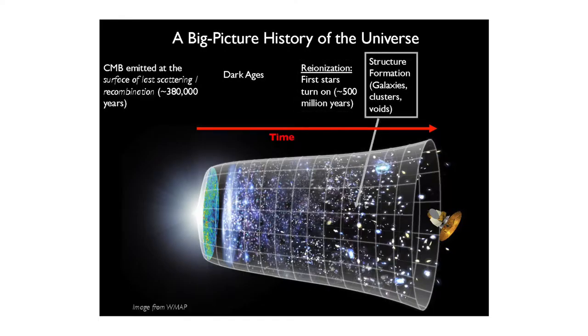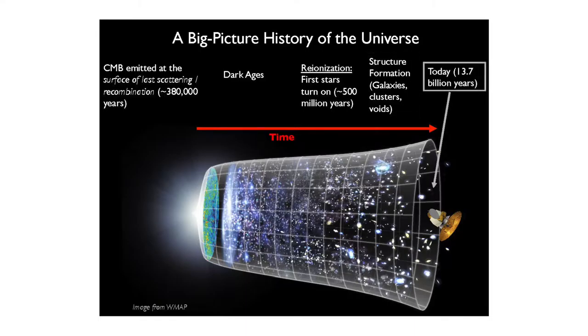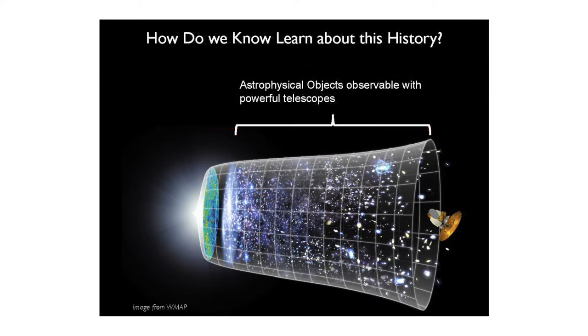And then as time goes on, you start to form these kinds of structures that I was showing you, these filamentary structures of galaxies with stars and voids. And today, at about 13.7 billion years, here's where we are. So how do we know, how do we learn about this history?